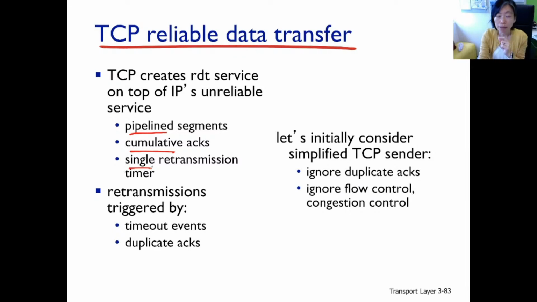And there's only one retransmission timer for the entire flight of packets. And so when that timer times out, then we retransmit the flight of packets. So up to this point, you will probably guess TCP's RDT looks very much like GBN, the Go-Back-N. Now the slight difference is this.